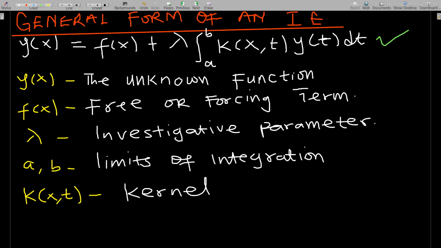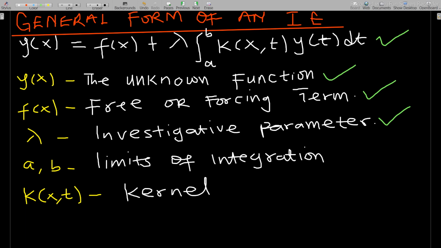y of x is known as the unknown function. That is what we want to find. f of x is the free or forcing term, and it is always known, it is given. Lambda is an investigative parameter, and what it does is show you the variation of the solution if you allow lambda to vary.